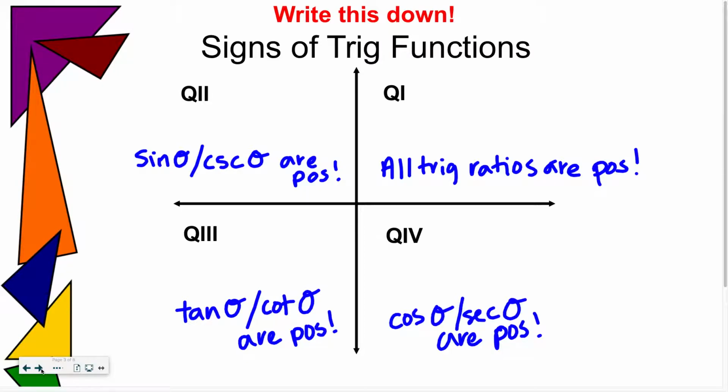So on this slide, I did go ahead and list the positive trig functions, and I included their reciprocals. So like sine and cosecant are positive in quadrant 2. Tangent and cotangent are positive in quadrant 3. And cosine and secant are positive in quadrant 4.